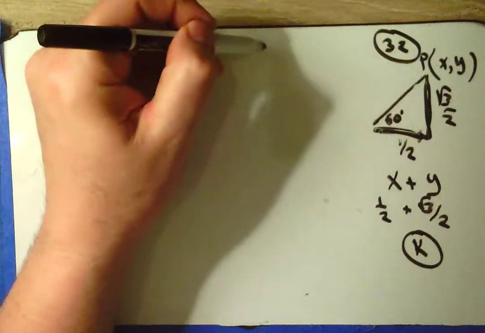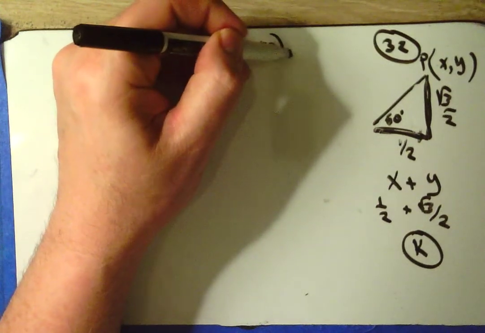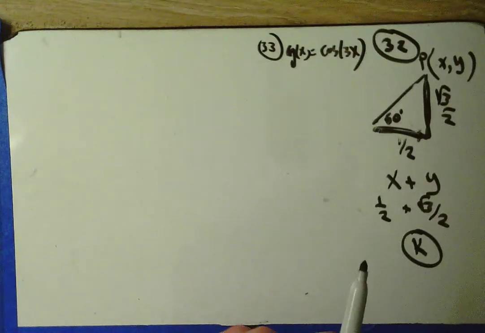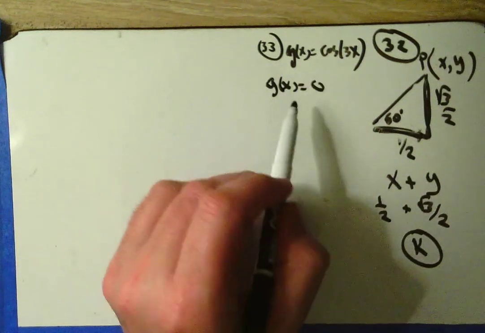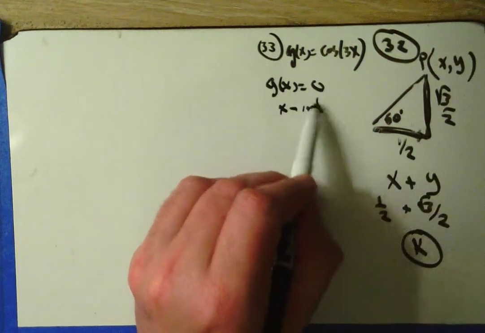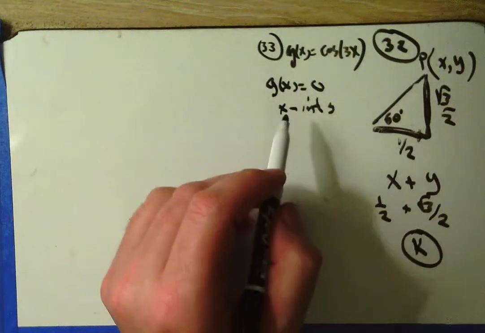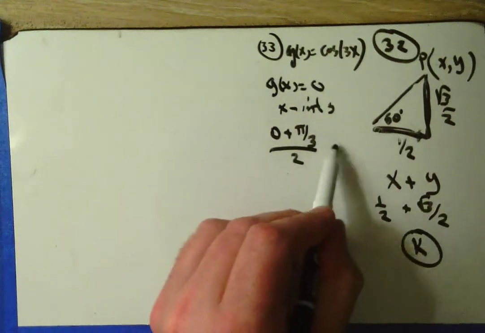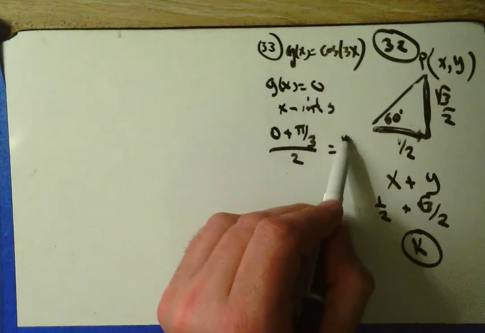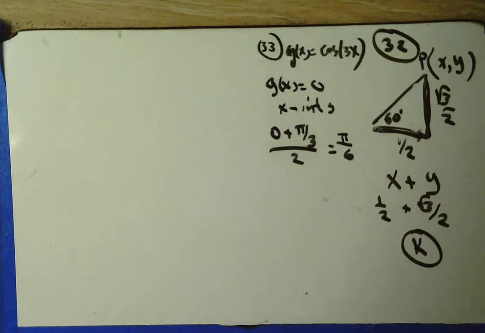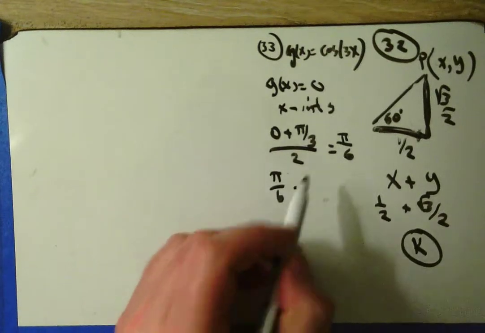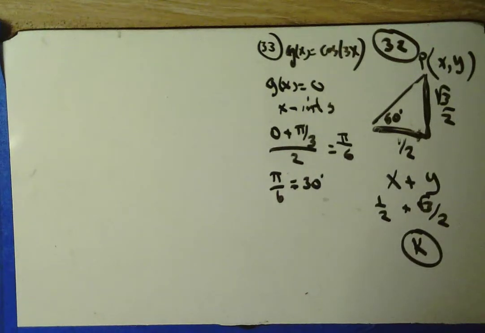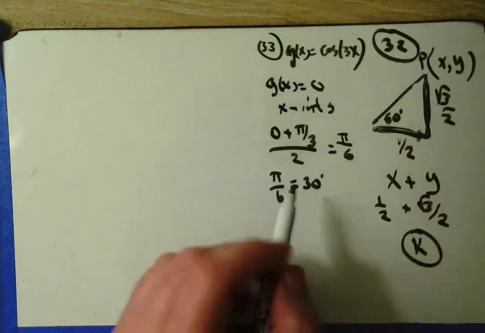33. Graph of g of x equals cosine 3x is shown below. When does g of x equal 0? Remember, we said earlier that this is asking about x-intercepts. And I see there's an x-intercept halfway in between 0 and pi over 3. So if I average those two values, I end up with pi over 6. When I convert from radians to degrees, pi over 6 is the same as what angle? Well, that's 30 degrees. And the only one of my options that has 30 degrees in its list is choice C.